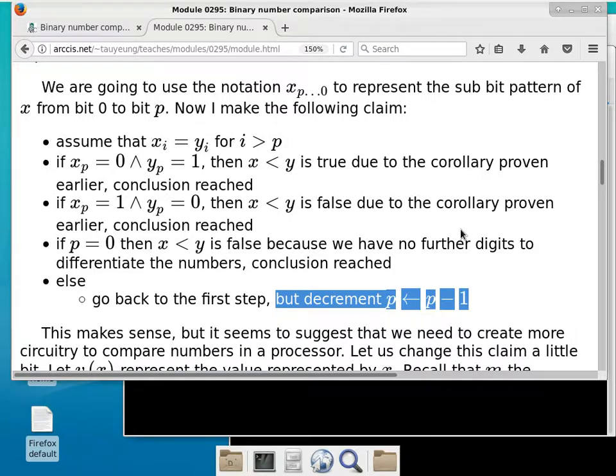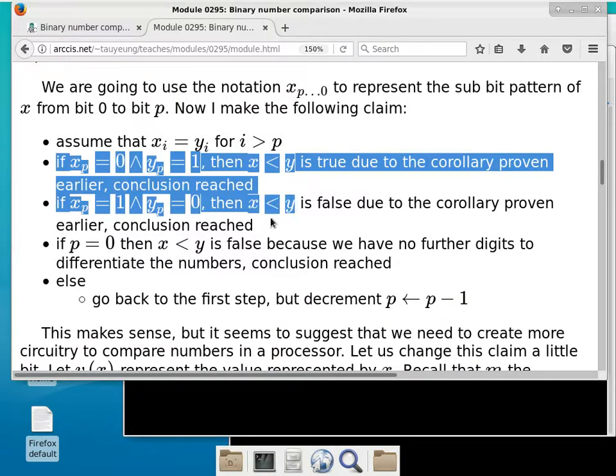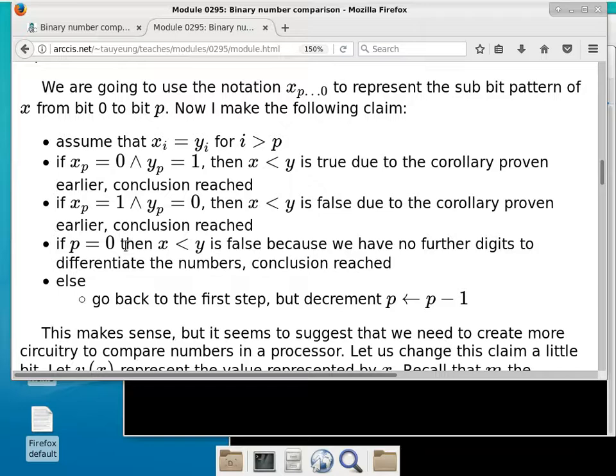Okay, and the only time you can make a conclusion is when the two bits are different, and depending on which one has a 1 and which one has a 0, you come to the first two lines of conclusions. On the other hand, if you have gone through every single bit, then they're all the same, then you come to the conclusion that x is less than y is false, because the two values are the same. Is that okay?